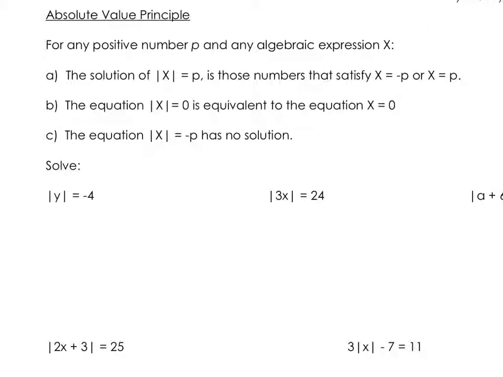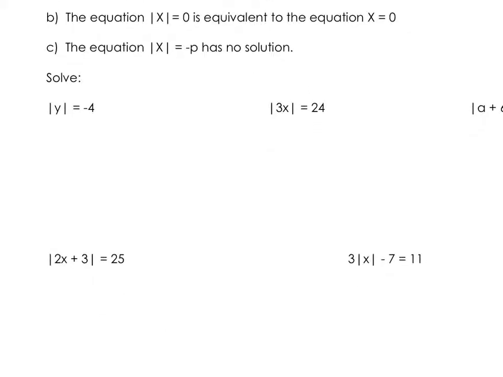Absolute value principle. For any number p and any algebraic expression x, the solution of the absolute value of x equals p is those numbers that satisfy x equals negative p or x equals p. So if you have the absolute value equal to something, then that something that you're taking the absolute value of must be a positive p or a negative p. If you have the absolute value of x equals 0, then whatever you're taking the absolute value of, that x must be 0.